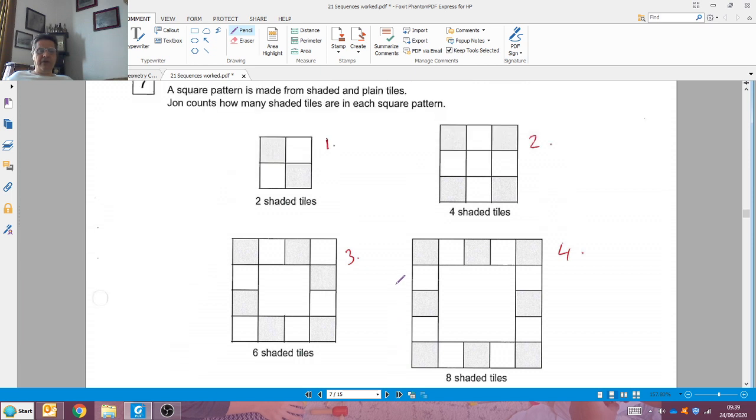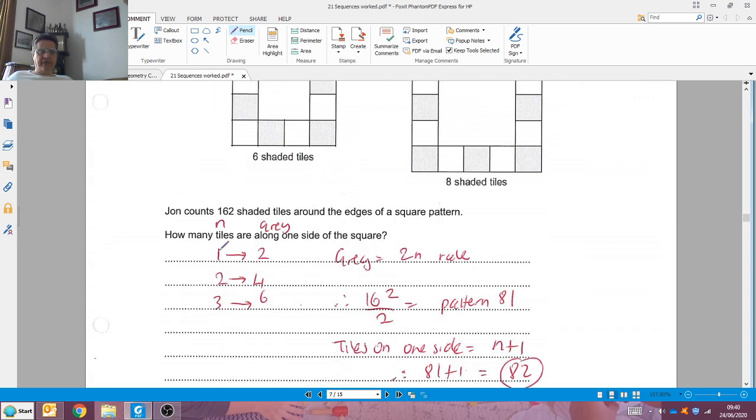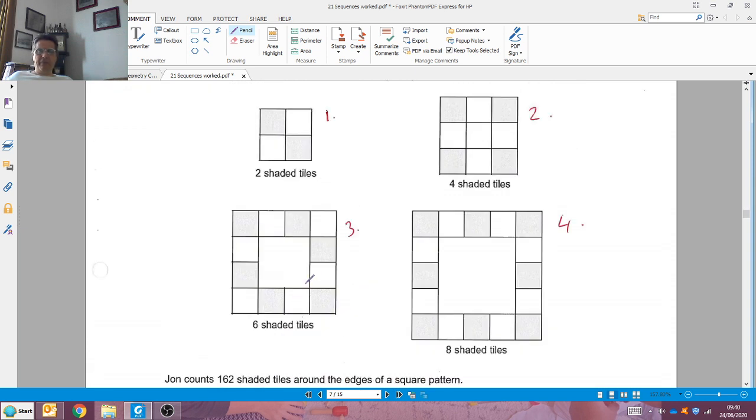Now, I don't know if you've noticed, but I think we got the same number of greys as whites, but the greys is half the number of the total, I've noticed. So that's what I've listed here. So for pattern number 1, I've got 2 greys. Pattern number 2, I've got 4 greys. Pattern number 3, I've got 6 greys. Yeah, that's confirmed by the picture.